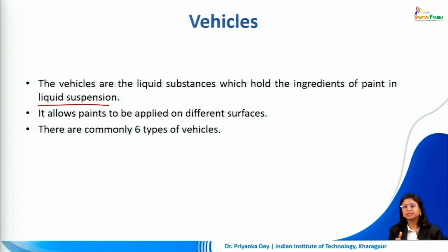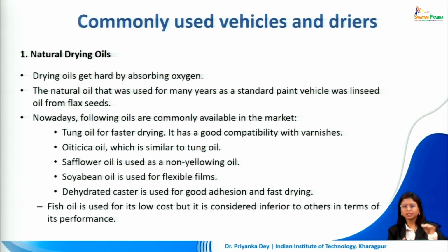Now there are various types of materials that we can use as vehicles. So we are going to discuss 6 of those types. These are the commonly used ones. The first one is called natural drying oils. Now these drying oils get hard by absorbing oxygen. The natural oil that was used for many years as a standard paint vehicle was linseed oil from flax seeds. It's a very common oil that we've been using for years to create paints. It's a very naturally occurring vehicle.